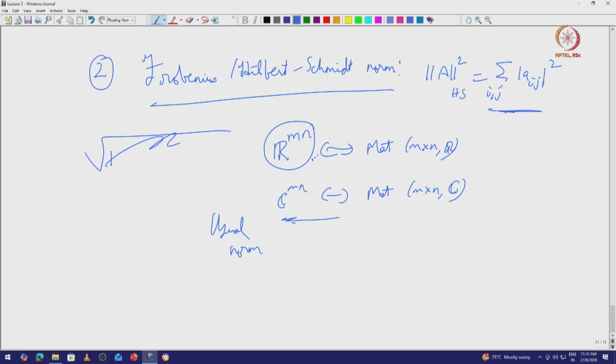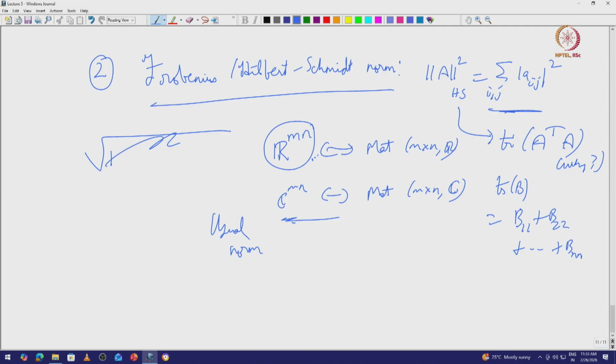You can also write it in a very nice way. This is simply the square root of the trace of A transpose A. What is the trace of a matrix? Recall, it's simply the sum of the diagonal entries. Why is this the trace of A transpose A? Again, please think about this.